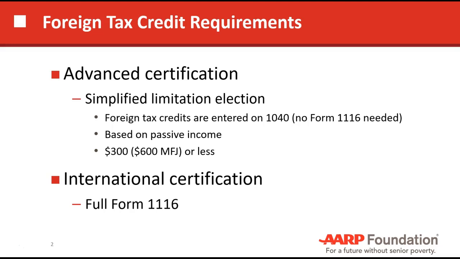It has to be based on passive income, which means things like dividends, interest from a K1. They can't actually have earned income, like they work overseas. And also the tax deduction credit has to be $300 or less, $600 if married filing jointly. In order to do the full form, we have to have international certification. There are one or two people who have that.